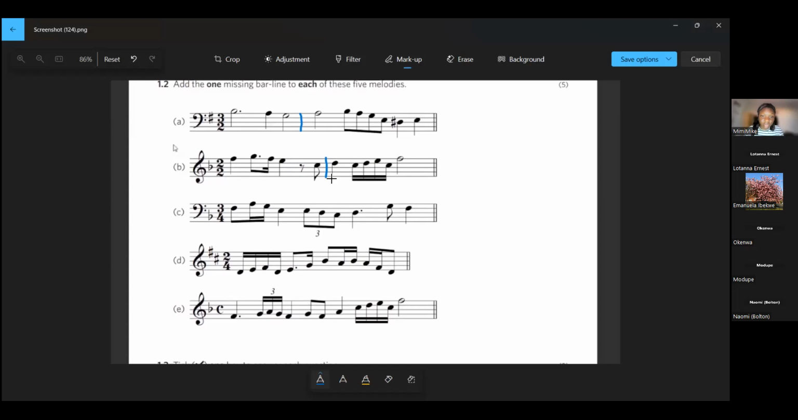Yes. Okay. So the next one, we remember what I said about this note. This one is equal to 1 crochet, right? So this one is equal to 1 crochet.